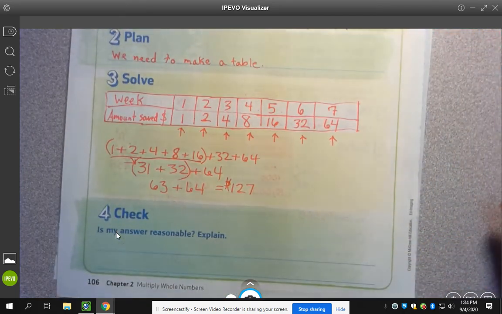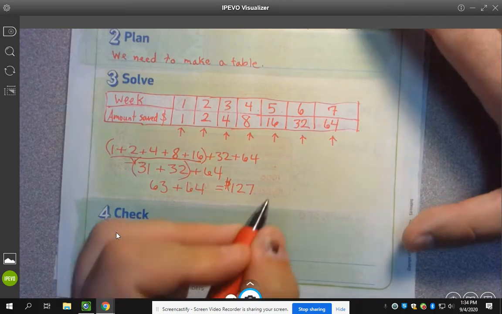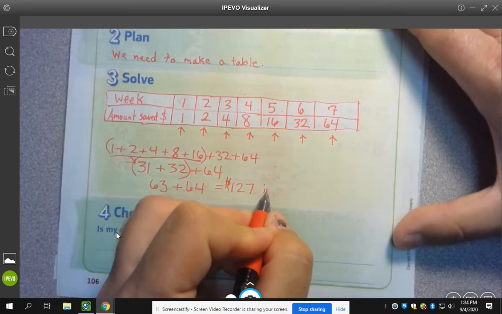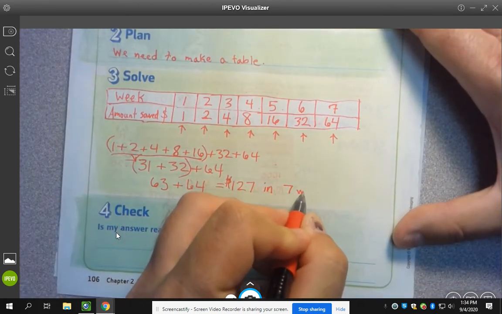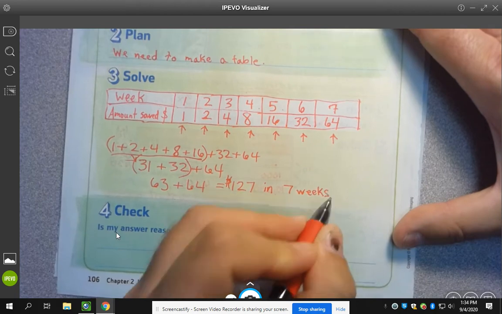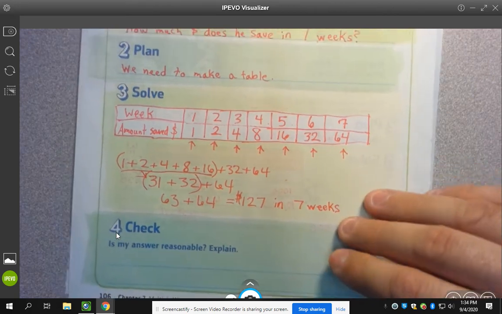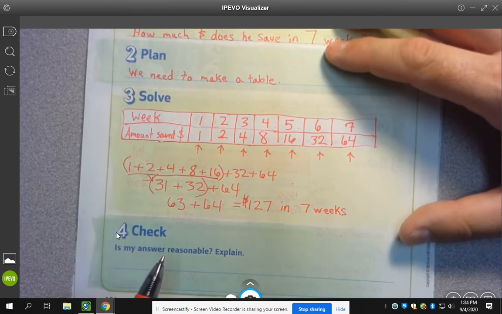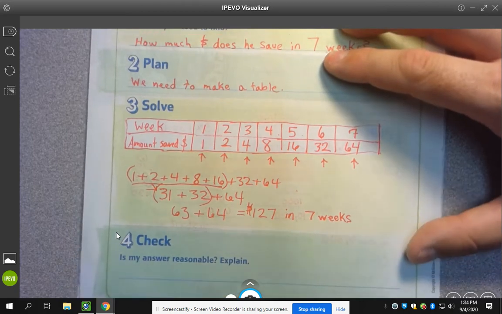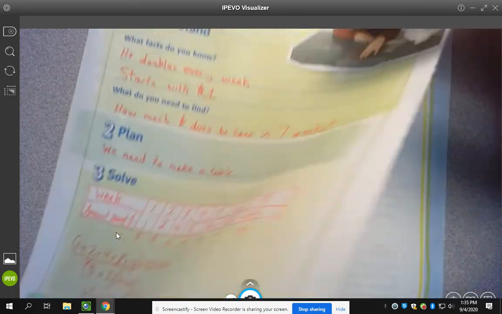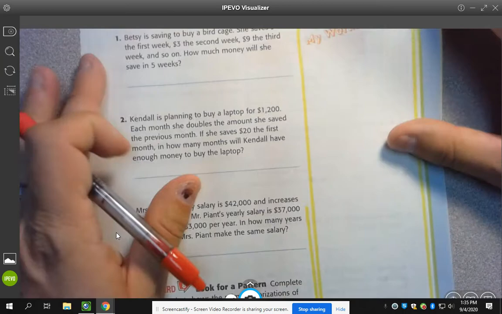$127. Now, does that answer the question? He saved $127 in 7 weeks. So is it reasonable? Well, we added them up. We could round stuff, and I don't really bother with that too much. All right, so let's go with the apply the strategy.